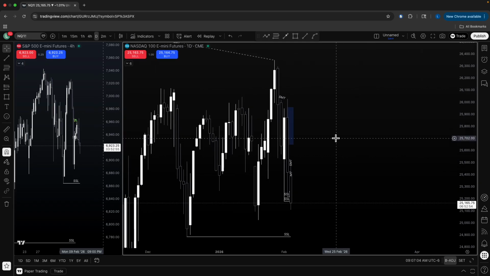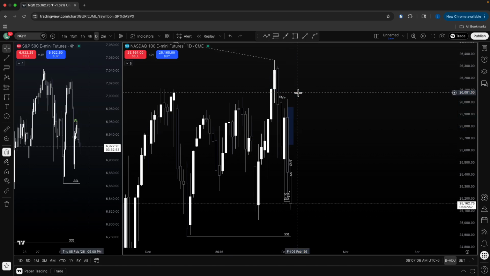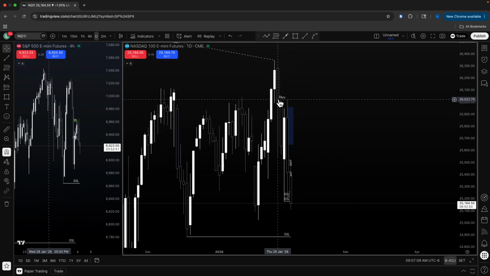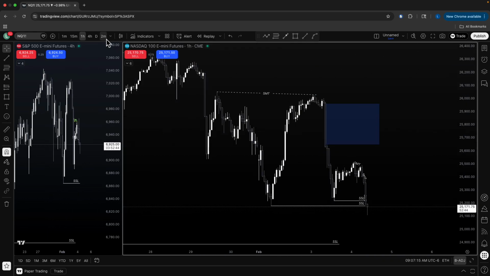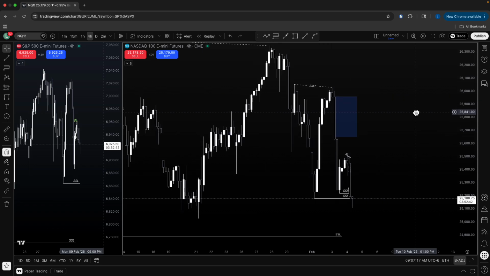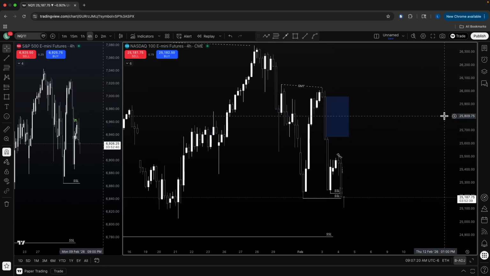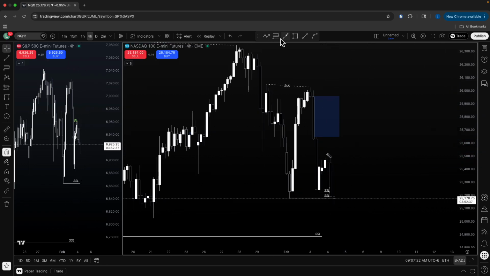And I also like that this daily wick here on NQ comes out and sweeps out these internal highs on NQ. We sweep out these internal highs, and once again, what is the reaction of this? A strong sell-off. Now, what is the biggest thing that sells me here on a short bias?